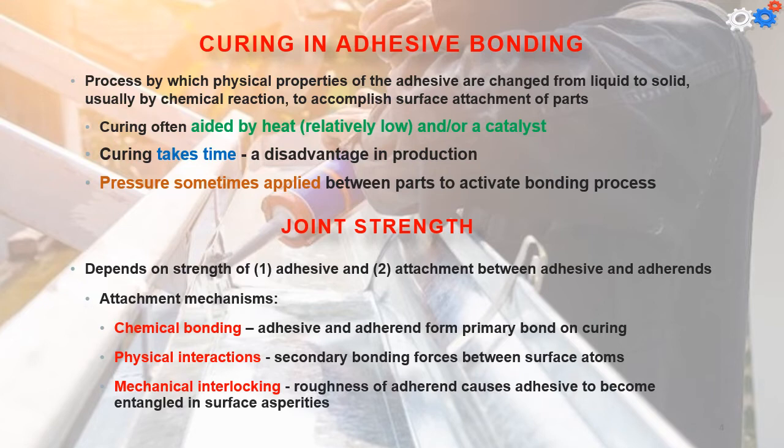The joint strength will depend on the strength of the adhesive and the attachment between the adhesive and the adherents. The attachment mechanisms are chemical bonding, where the adhesive and the adherents form a primary bond on curing; physical interactions, where secondary bonding forces act between the surface atoms; and mechanical interlocking, where the roughness of the adherent causes the adhesive to infiltrate into the surface asperities.